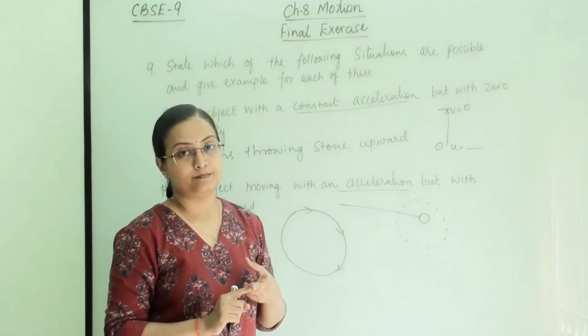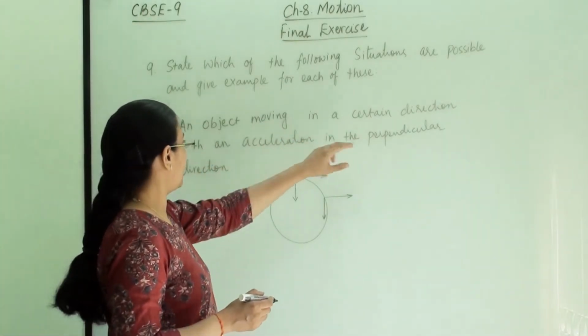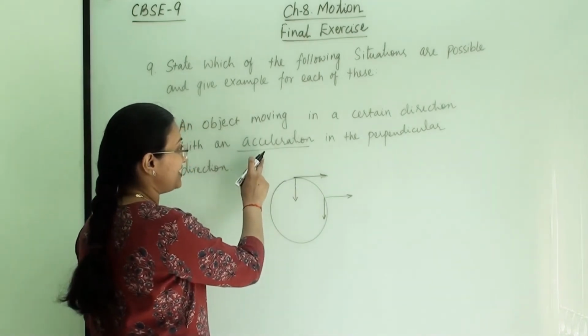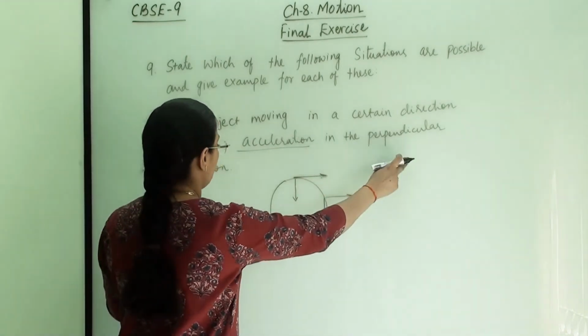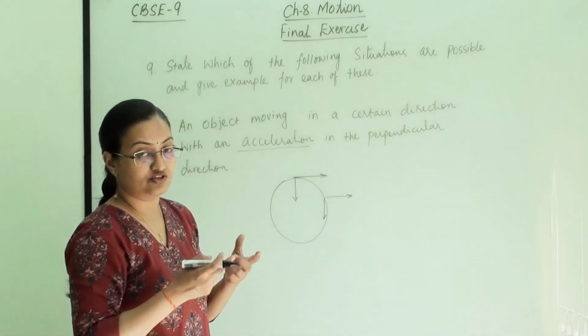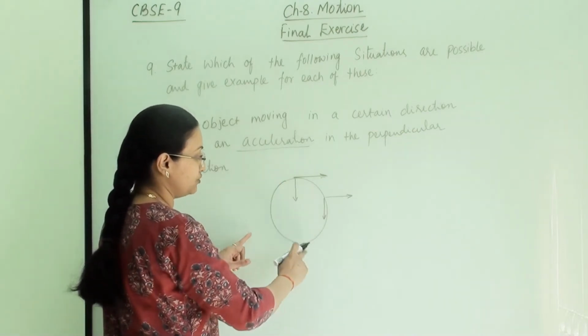Question number C, an object moving in a certain direction with an acceleration. So it has acceleration and that acceleration is in the perpendicular direction. So it is moving with certain acceleration but it is in the perpendicular direction. So that happens in circular motion.